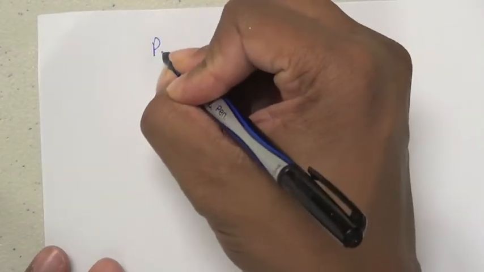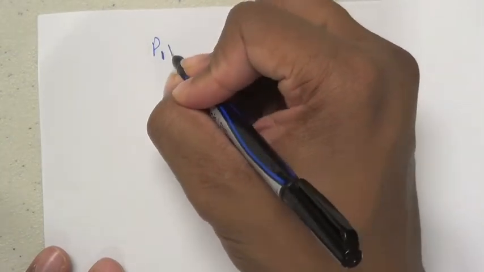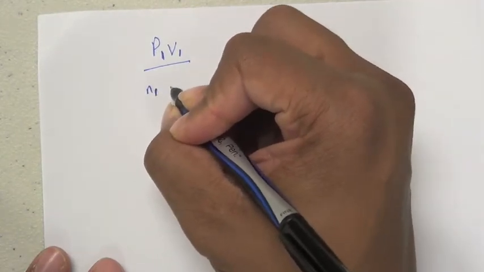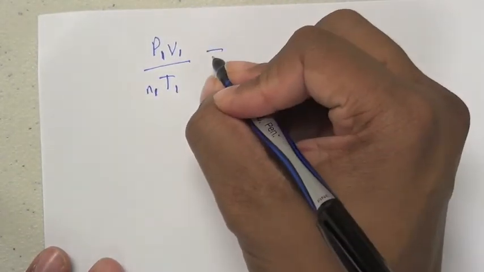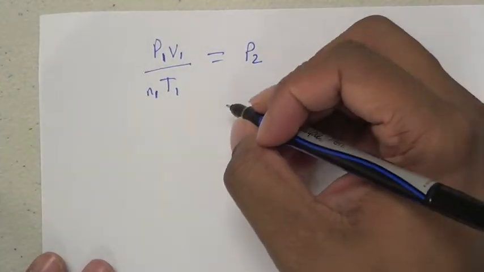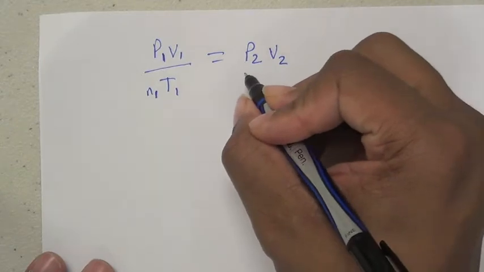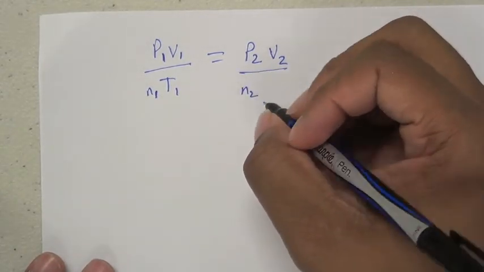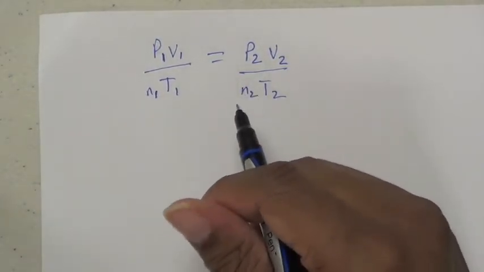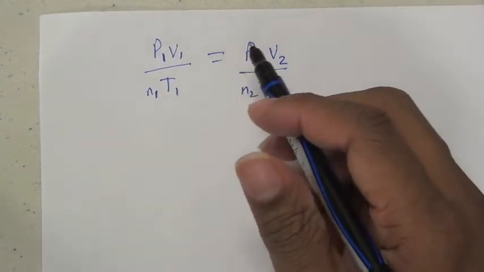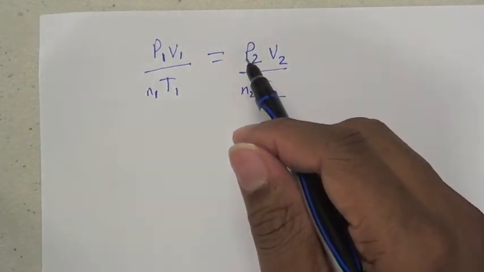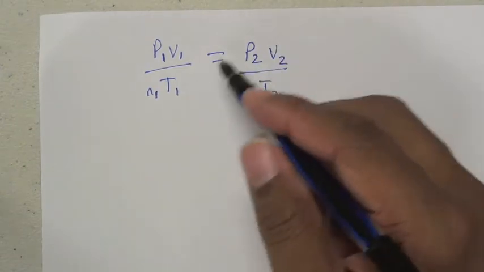It states that P1, that's P initial, V initial, over N1, moles initial, times temp initial, is equal to P2 V2 over N2 and T2. This is how we solve for whatever we want to calculate between the initial pressure and the final pressure, P2. These are the final states of the gas.